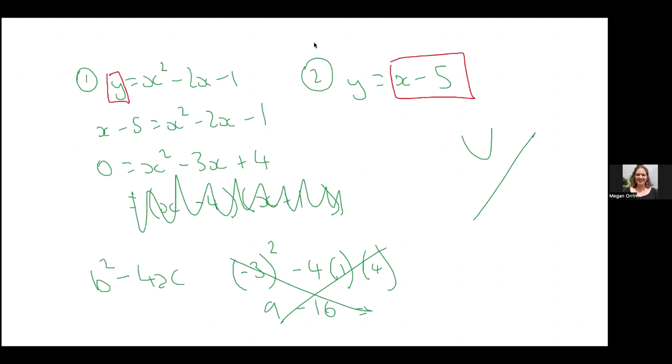So if there is no solution, just check your discriminant to make sure that you're not missing something. But if your discriminant is less than 0, there are actually no solutions. All right, we're going to do one more and we're going to solve it in a different way. If the discriminant is 0, it's got one repeated root, right?